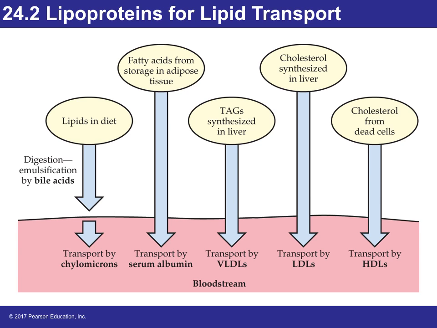So the first one on the left are chylomicrons. Then you have transport by serum albumin for fatty acids from the storage that you find in the fatty tissue or adipose tissue. And then the VLDL, LDL or HDL, this has to do with the density. So VLDL, very low density lipoprotein, LDL, low density lipoproteins, and HDL, high density lipoproteins. You need to know those definitions.